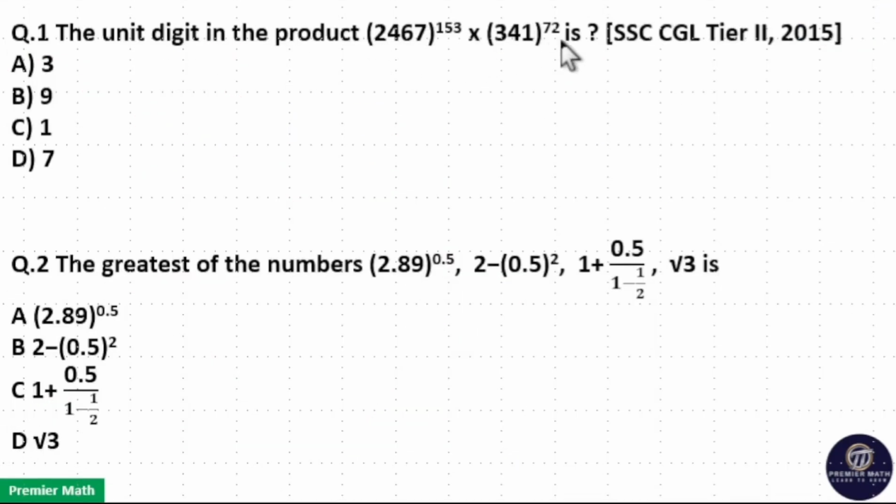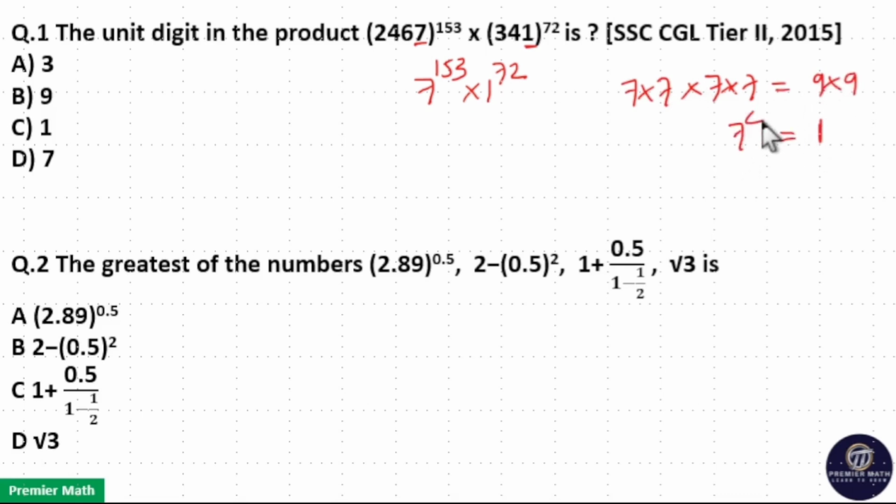The unit digit in the product: in 341, 1 is the unit digit. So, 1 raised to 72. Here in 2467, 7 is the unit digit. So, 7 raised to 153. 7 into 7 is 49. Unit digit is 9 here. Again, if you multiply it with 7 into 7, the unit digit will become 9 into 9 is 81. So, the unit digit will become 1 in 7 raised to 4.